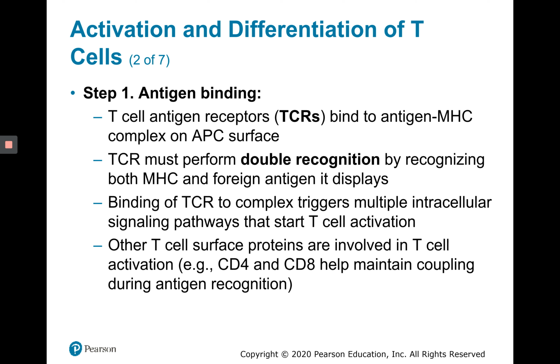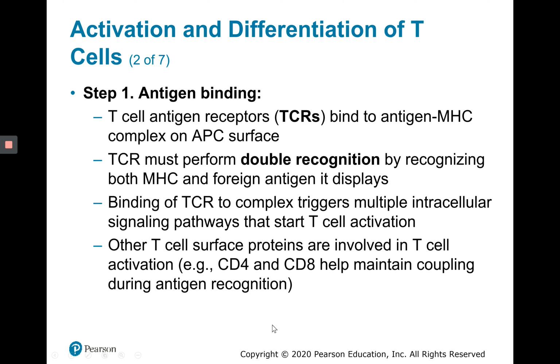So step one is when the antigen binds. An antigen would bind to a T cell receptor. This antigen must be displayed on the correct major histocompatibility complex, or MHC protein. The MHC and antigen complex would be located on the antigen presenting cell, and that complex would be what binds to the T cell receptor.